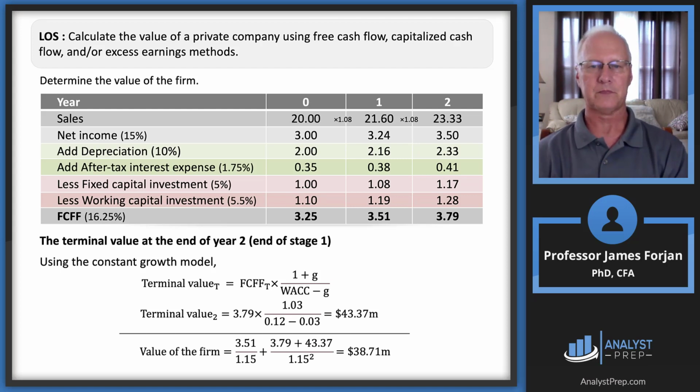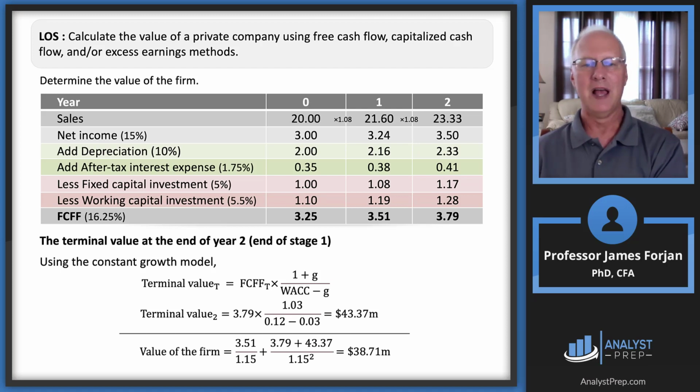So what's the value of this firm? Now we're ignoring what happens today, right? The 325, throw that right out. We're going to take the present value of the 351. Notice we have 351 divided by 1.15, and then we're going to take the 379 plus the terminal value of that 4337 that we just computed, and divide that by 1.15 raised to the second power.